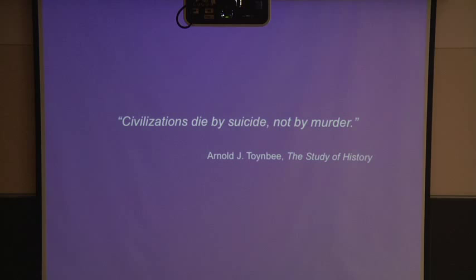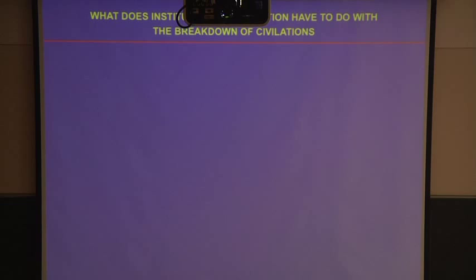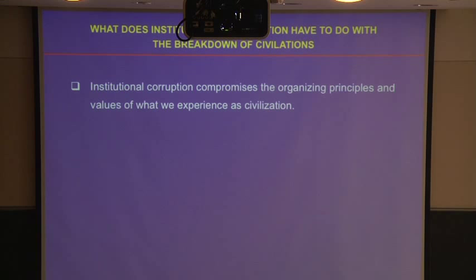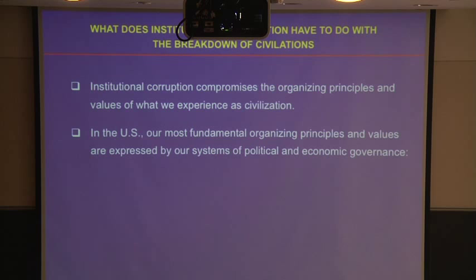When we think of civilizations, they always are identified by some mode of thought or organizing principles. These are typically expressed as society's art, its music, its literature, its systems of ethics. But civilizations are also fundamentally defined by their social and political relationships, and by their systems of economic and political governance. So the question then becomes, what does institutional corruption have to do with the breakdown of civilizations? My view is that institutional corruption compromises these organizing principles and values of what we experience as a civilization.